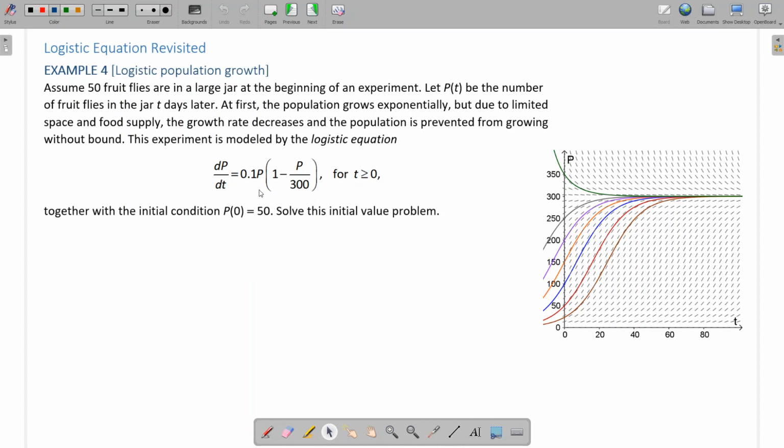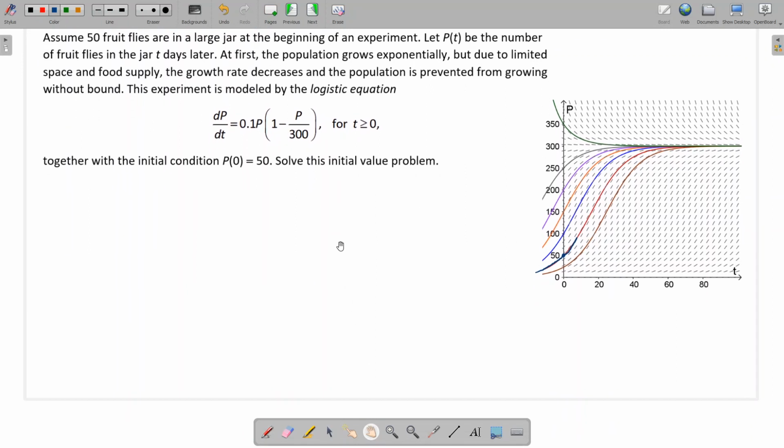So right here, we're saying P of 0 is 50. That means we already have the solution curve actually graphed right here. This red one that we see is the solution curve that we're trying to find the formula for. Obviously, it's just an approximation. We're just trying to follow the slope field there, but we want to do all of the math by hand here.